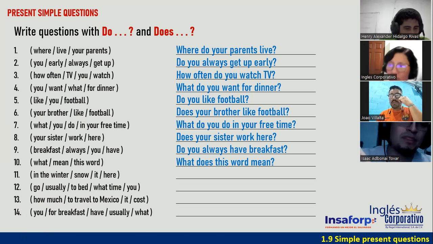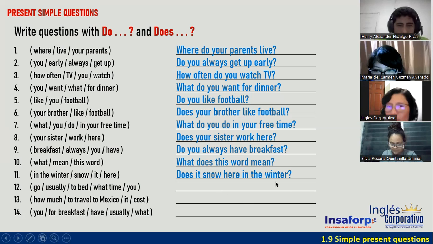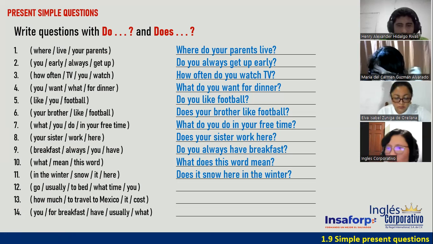Does it snow here in the winter? Mm-hmm, exactly, right? So does it snow here in the winter? Very good. Thank you. Maria del Carmen, number 12, y Isabel, number 13.